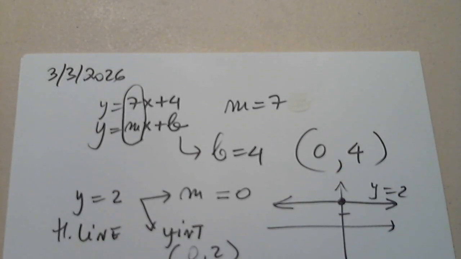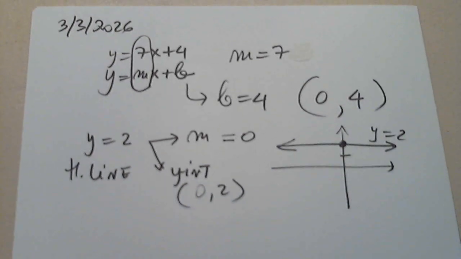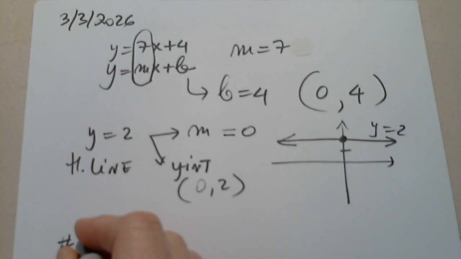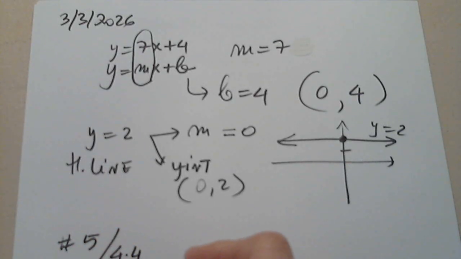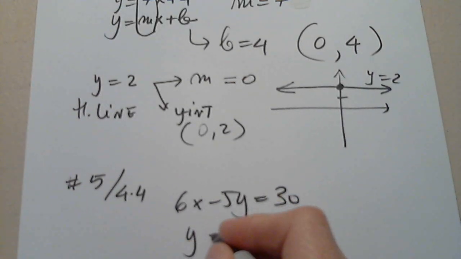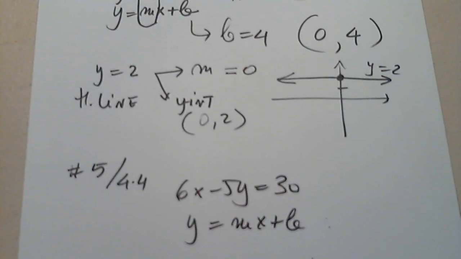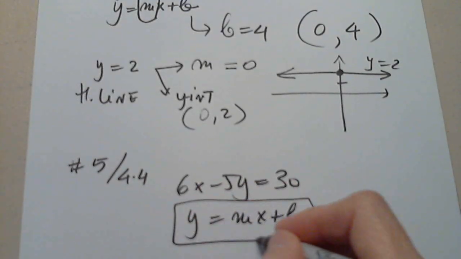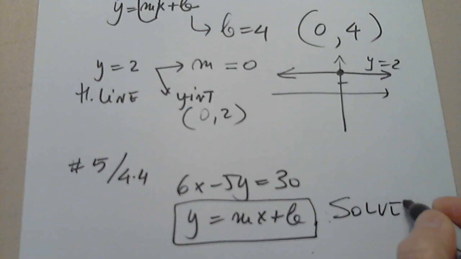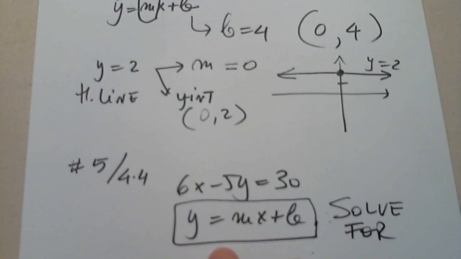Write the equation in slope-intercept form and give the slope. Yes. So this is important. Here it is, problem 5 in 4.4. We have 6x minus 5y equals 30. First, they're asking us to present it in the format y equals mx plus b. When they ask us to do that, all they're asking us is to solve for what? y. To solve for y indeed.